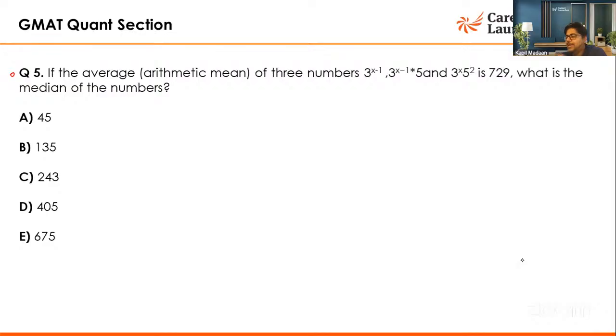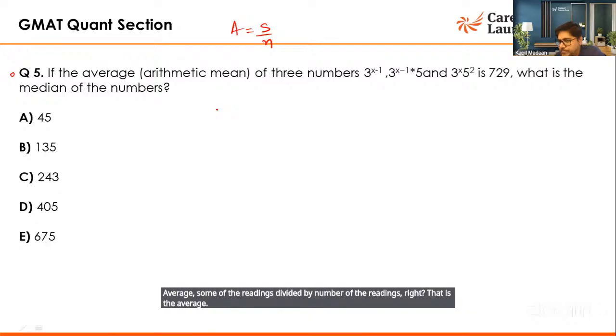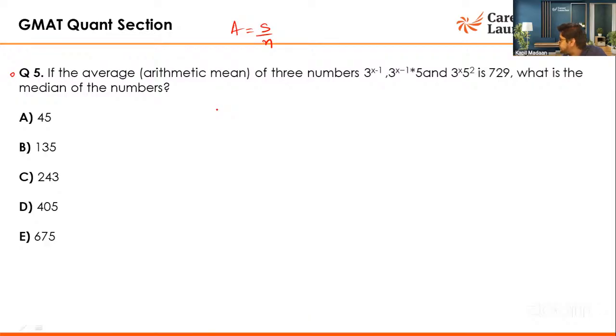Let's see, now what is the question all about? Right. Now, for the session, average everyone knows, right? Average is sum of the readings divided by number of the readings. That is the average. Average is sum of the readings divided by number. So what are the readings here?